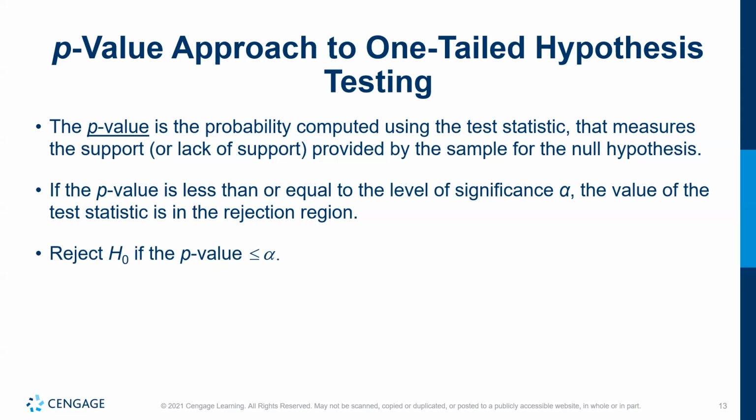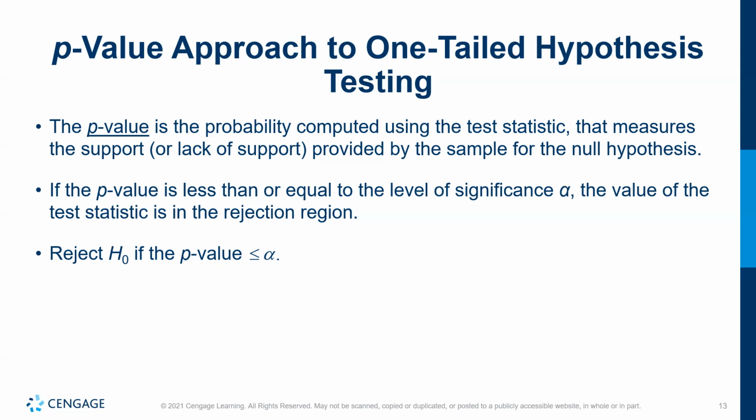So the p-value is just the probability of a computed test statistic. Okay, we know how to compute probabilities if we already have a z-score, norm.s.dist. Okay, so it's not hard, but what we have to in essence say is if the p-value is less than or equal to the level of significance, another name for the level of significance is the alpha, okay, then we're going to reject it.